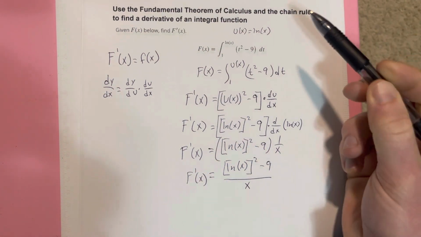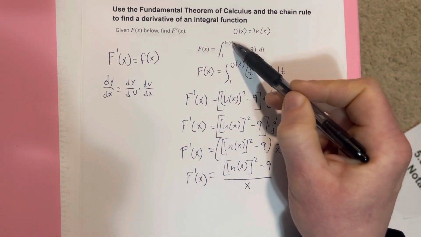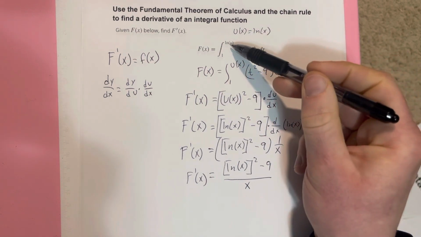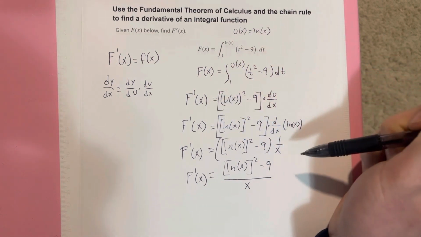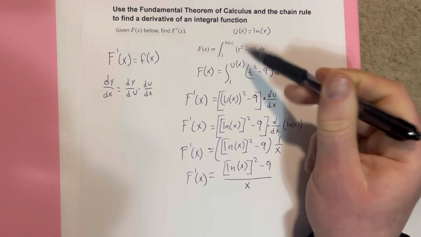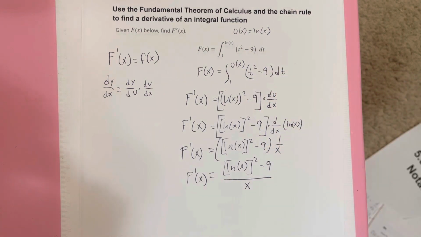So we had to use this little substitution up here because we have natural log x, and natural log x, when we take the derivative here, is going to cause us to use the chain rule. And so that's a little algebra manipulation so that we can use the chain rule there.